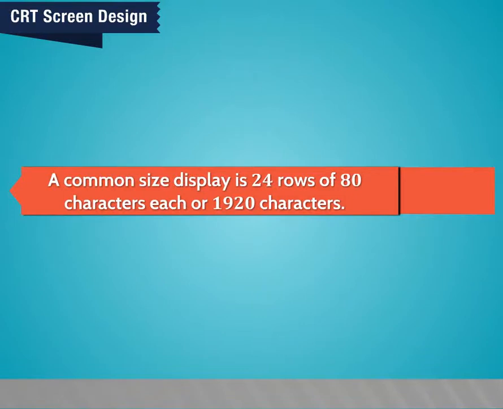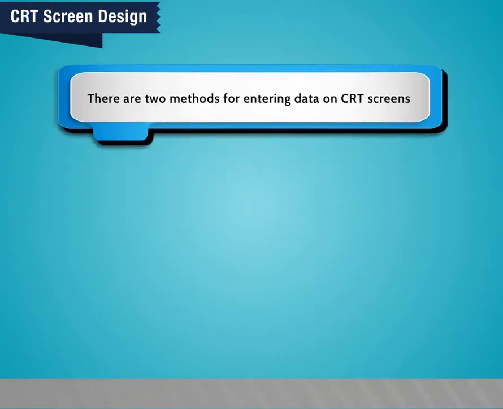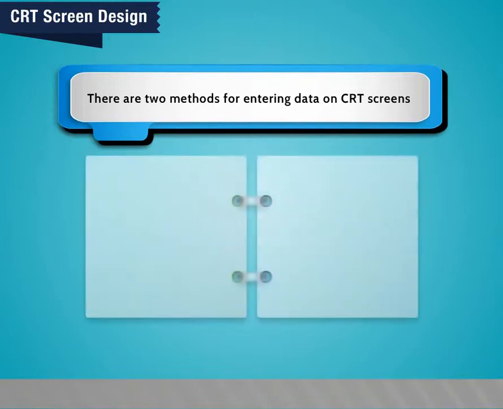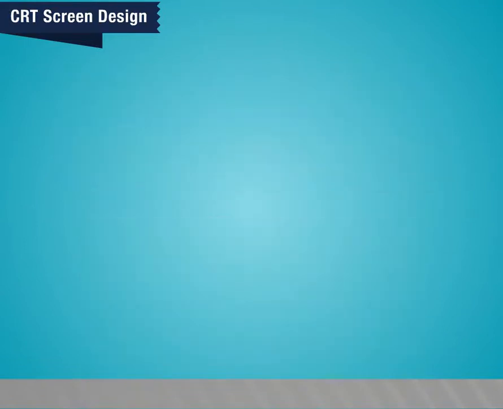A common size display is 24 rows of 80 characters each, or 1920 characters. There are two methods for entering data on CRT screens: manual method, software utility method. Manual method.